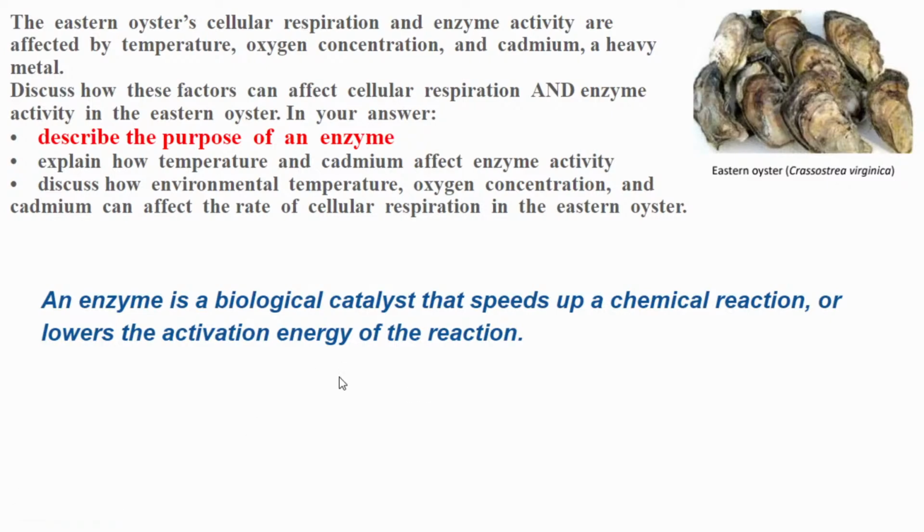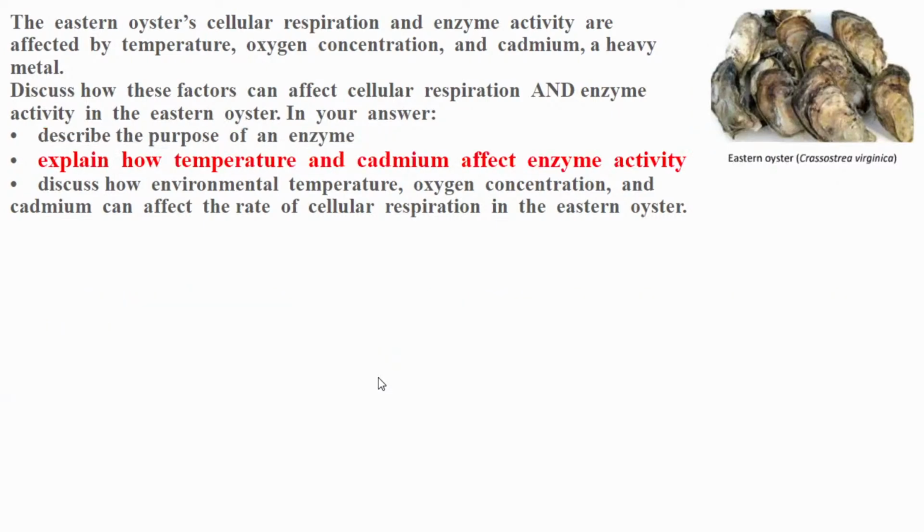Provide the definition. The next part is an explain. So we are taking this idea and explaining the effect of temperature on enzymes and the effect of cadmium on enzymes. A little bit tricky. They haven't specifically said much about cadmium, but they have said that it is a heavy metal. And if you remember, heavy metals are inhibitors of enzyme activity. So we're going to be talking about the effect of temperature on an enzyme and the effect of an inhibitor.